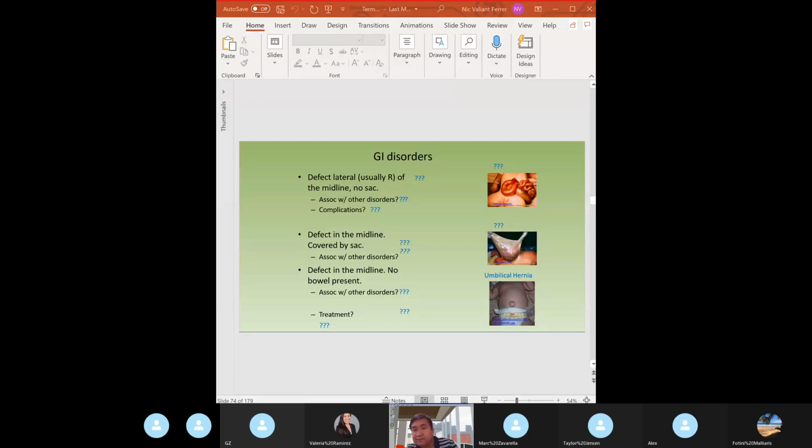What are the complications of this gastroschisis? Short gut syndrome. Short gut syndrome. If you have time, Google short gut syndrome. So this is gastroschisis, high maternal AFP, not usually associated with other disorders. Complication, short gut syndrome. Next one, look at the next image. Defect in the midline covered by a sac. What is this? Omphalocele. Omphalocele, excellent.